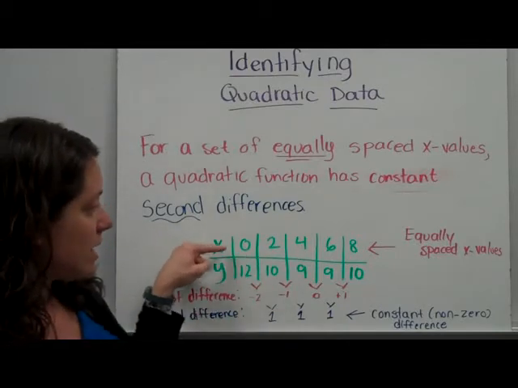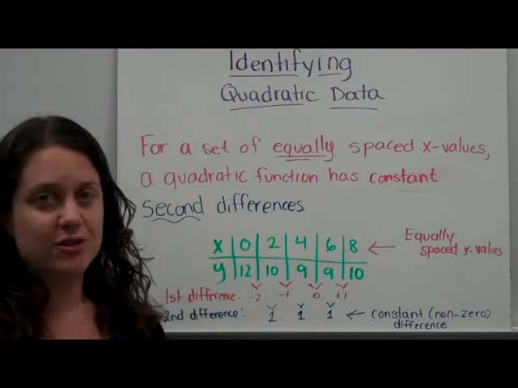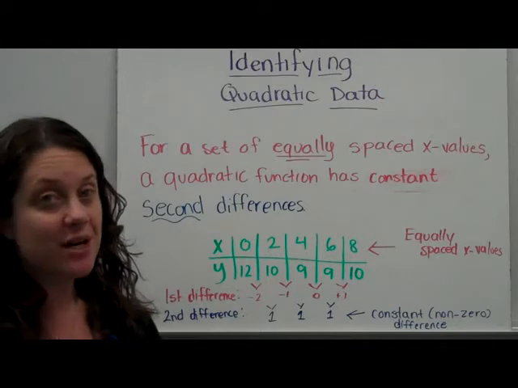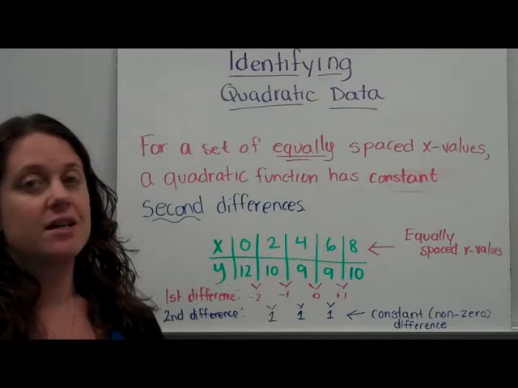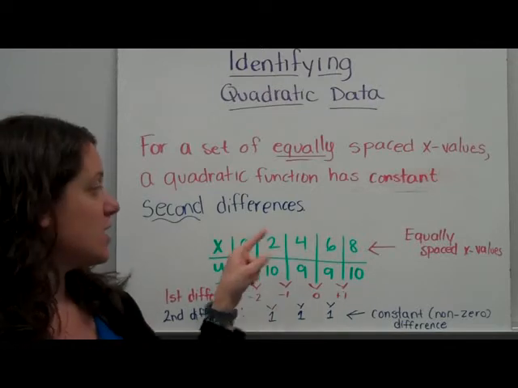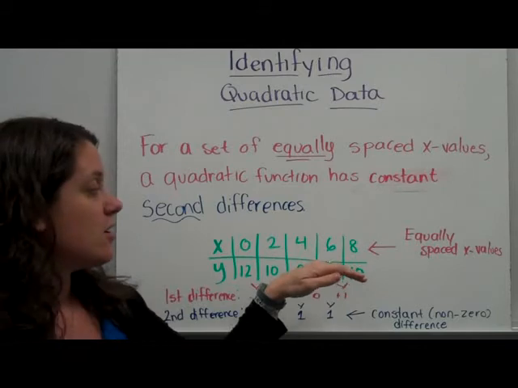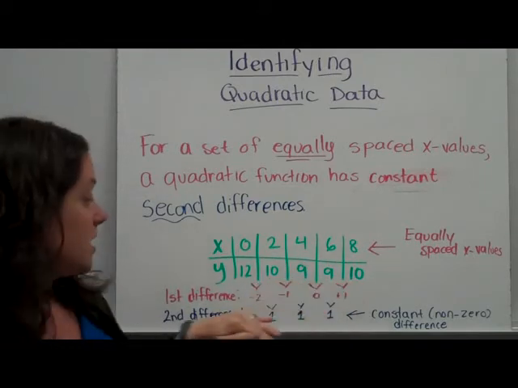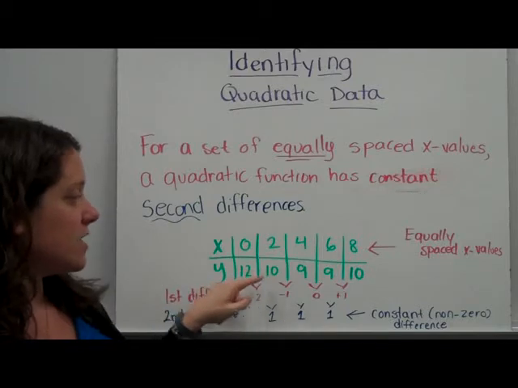First of all, when I look at the table, I have to make sure that they have equally spaced x values. If it does not have equally spaced x values, this method will not work to determine if the data is quadratic. So first check, and you see it: 0, 2, 4, 6, 8, so it is. Okay, so therefore you're going to check the first differences. You check the difference between each of the y values.